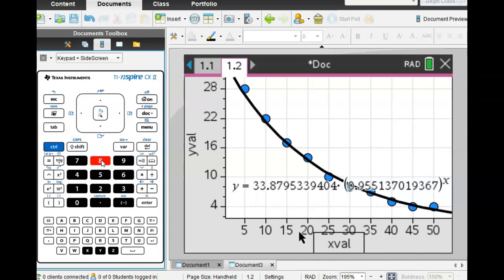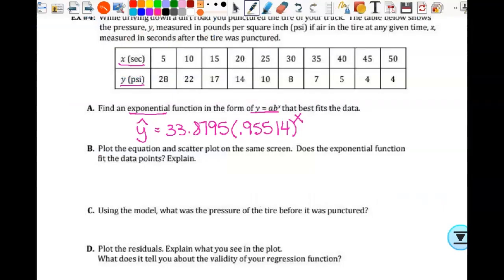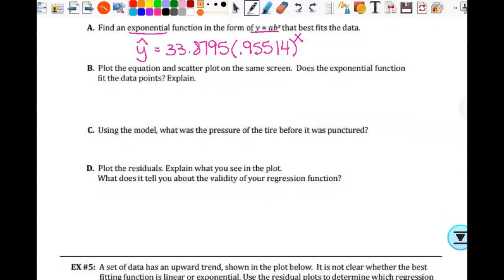So it's asking us, based on this, does this look good? Basically is what it's saying. I think it looks pretty good. Would you agree with that? It might look just as good if we did a quadratic. We don't know at this point, but it's not asking us that. It's asking, does this look pretty good? So we can come over here and say, does the exponential function fit the data points? We can say, yes.